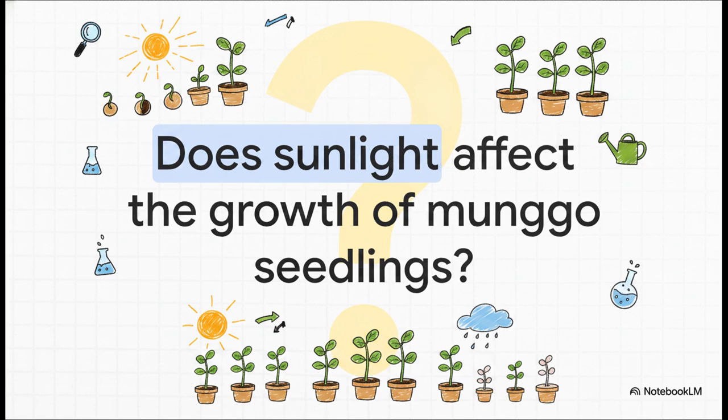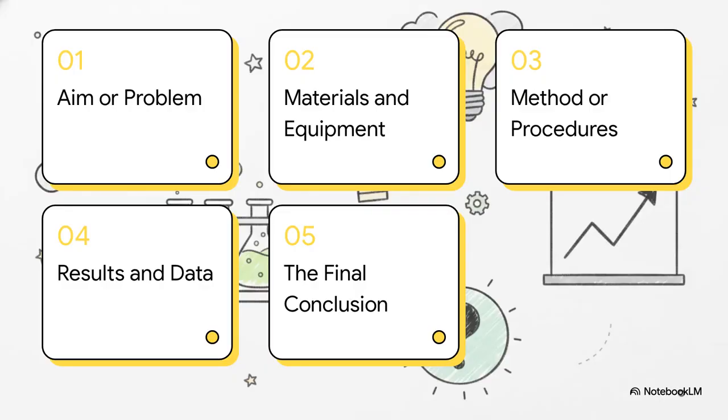To really ground this, we're going to use one super relatable mystery as our main case study throughout this explainer. Does the amount of sunlight affect the growth of mungo seedlings? It's a fantastic, really straightforward question. Maybe you're trying to figure out where to place your indoor houseplants, or you're planning a little backyard garden. Whatever it is, having a concrete example like this is going to show us exactly how this method works in the real world. To solve this mungo seed mystery, we'll just follow these 5 steps: aim or problem, materials and equipment, method or procedures, results and data, and step 5, the final conclusion.